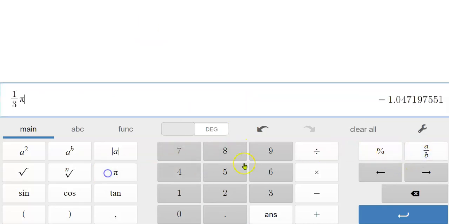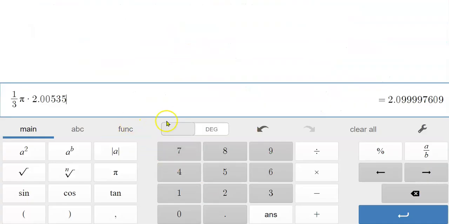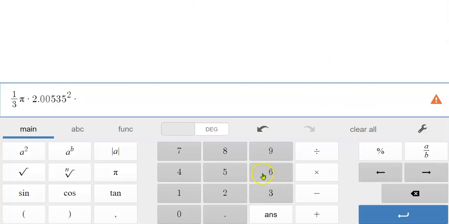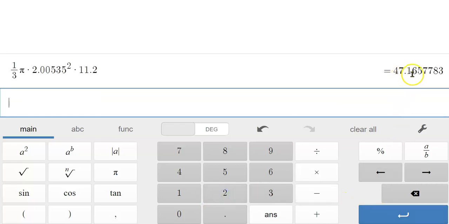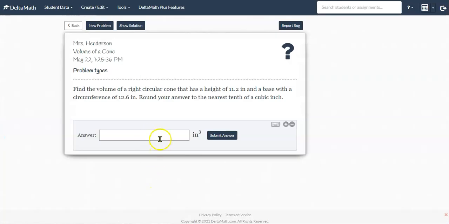1/3 times pi times 2.00535. I'm pretty sure that was it. Yep, 535 squared times 11.2. Yep, 11.2. All right, we got 47.165, so that's going to round up to 47.2. Let's see if we got this right. Oh, I hope so.